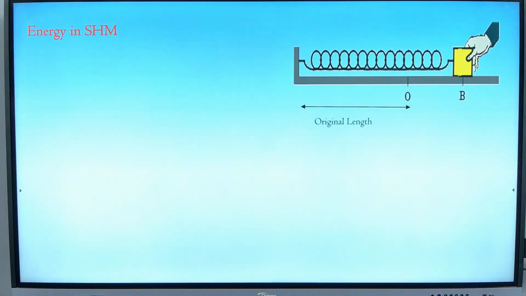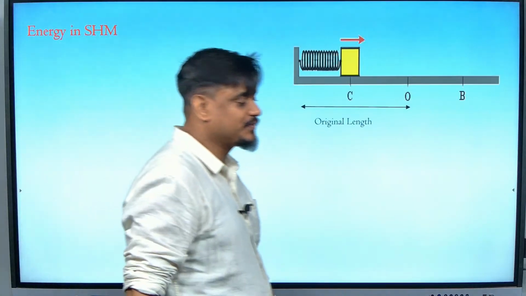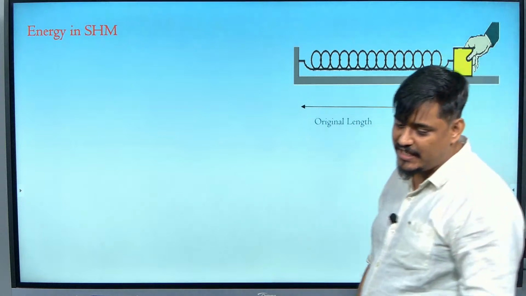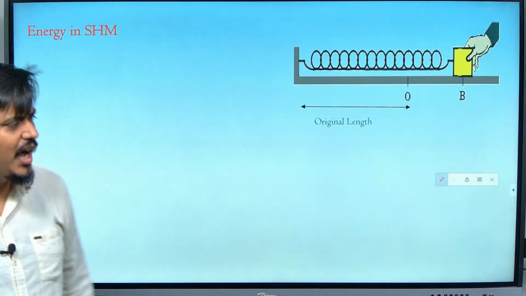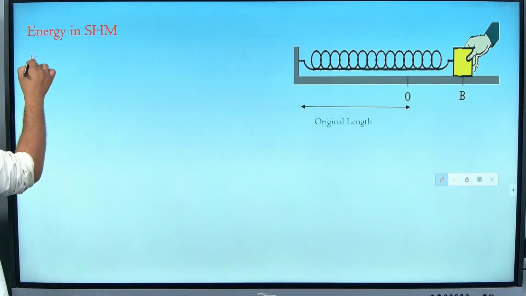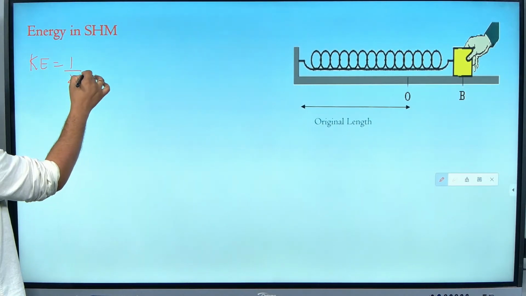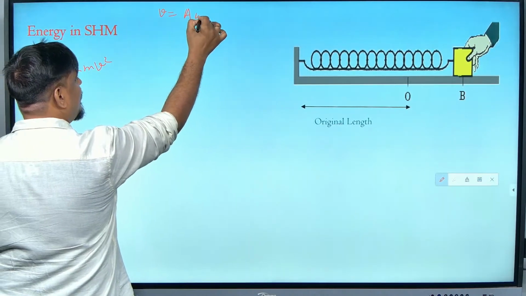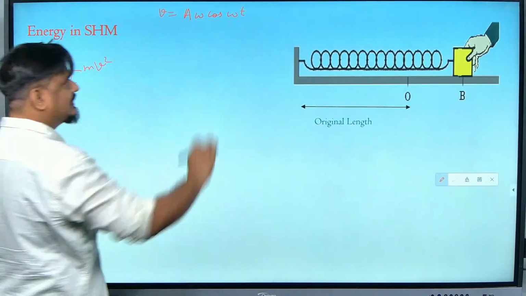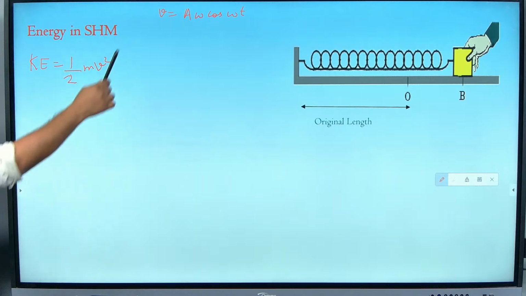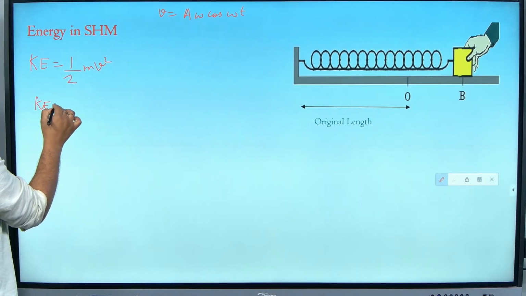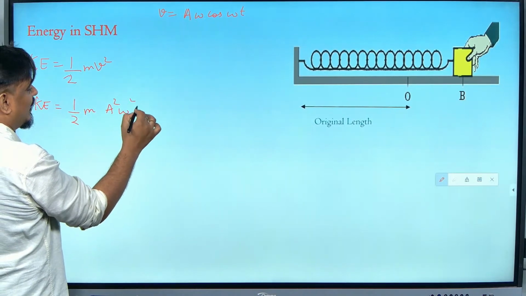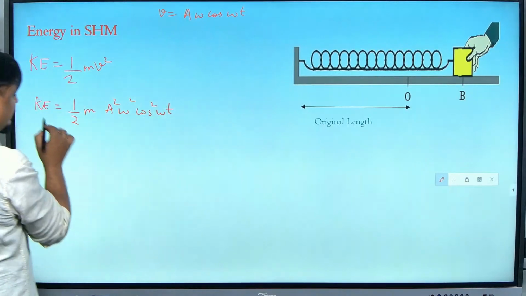So let us try to find the equation of energy in simple harmonic motion. Whenever I use the word energy, I will have to find both energies, kinetic energy and potential energy. How can we find kinetic energy? It's very simple, because kinetic energy is half mv square and the equation of velocity is known to us. What is the velocity equation? A omega cos omega t. If you put that value here, then kinetic energy will become half into m into a square omega square cos square omega t. Clear?